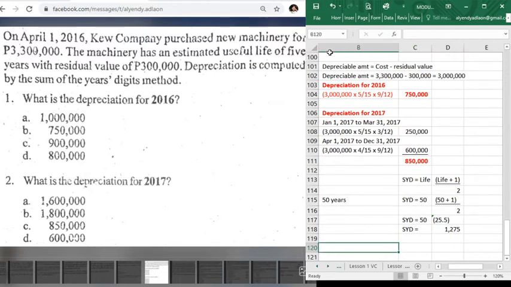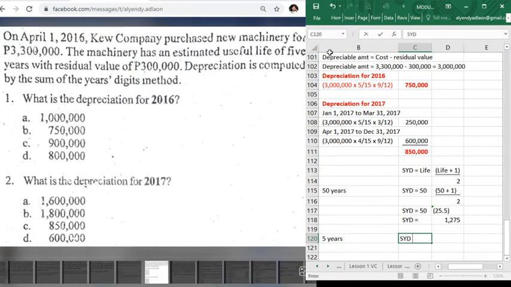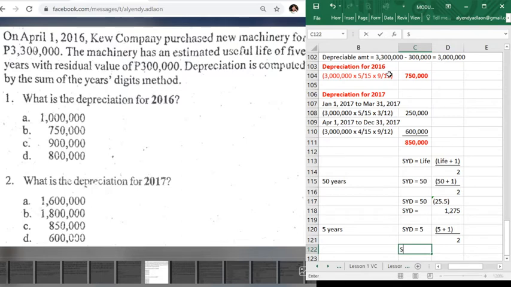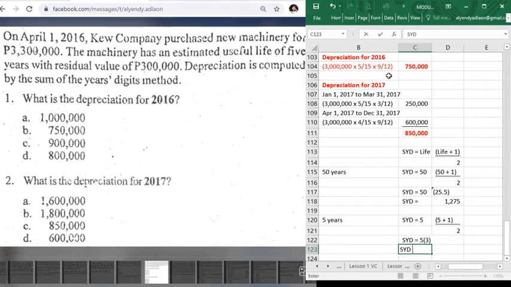Okay, let's try the 5 years, which we did earlier. For 5 years, 1 plus 2 plus 3 plus 4 plus 5 is 15, right? So, let us check if it is really 15. This is SYD equals 5 and then 5 plus 1, divided by 2. That is 6 divided by 2, which is 3. So, SYD is 5 times 3, that is 15.